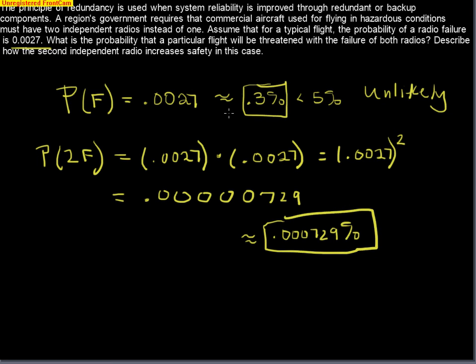So when they ask us to describe how the second independent radio increases safety in this case, I will let you use your own results here, your own decision as to which letter to put. But to me, it looks like a pretty significant decrease in the chances of both of them failing. I think I'd feel much more comfortable flying on a plane with two radios rather than just one.